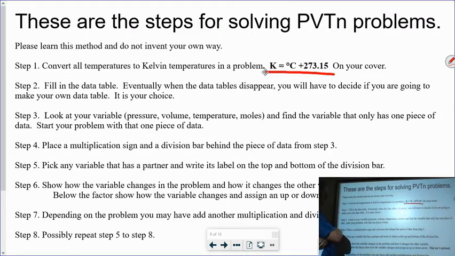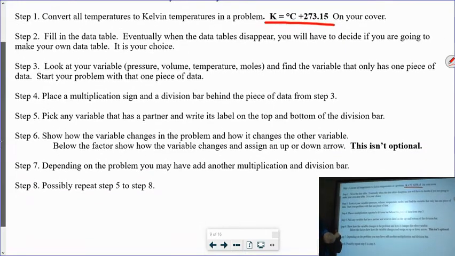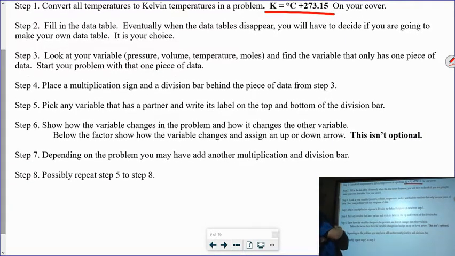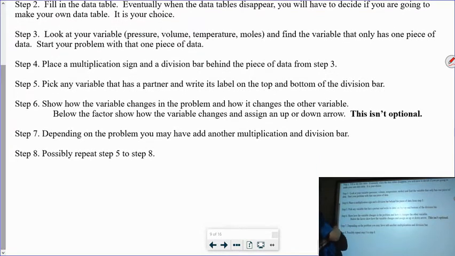Step 3, it says look at your variable, whether it be pressure, volume, temperature, or moles, and find the variable that only has one piece of data. Start your problem with that one piece of data. 4, place a multiplication sign and division bar between each piece of data from step 3. I'll show you what that means in a little bit. Step 5, pick any variable that has a particular partner and write its label on top and on the bottom of the division bar. I'll talk about that as we're going along.